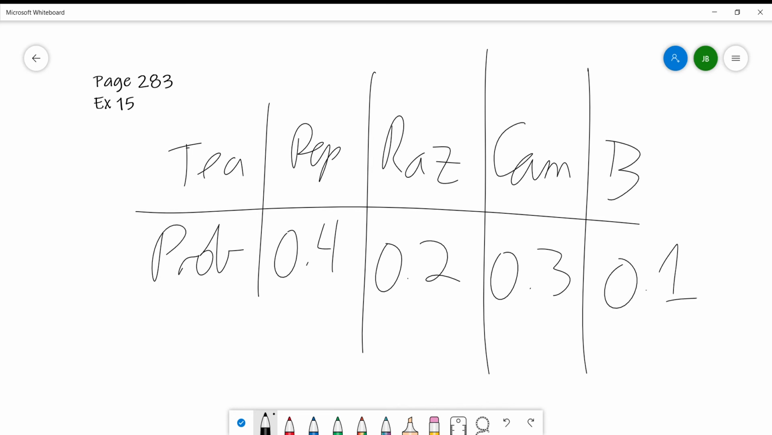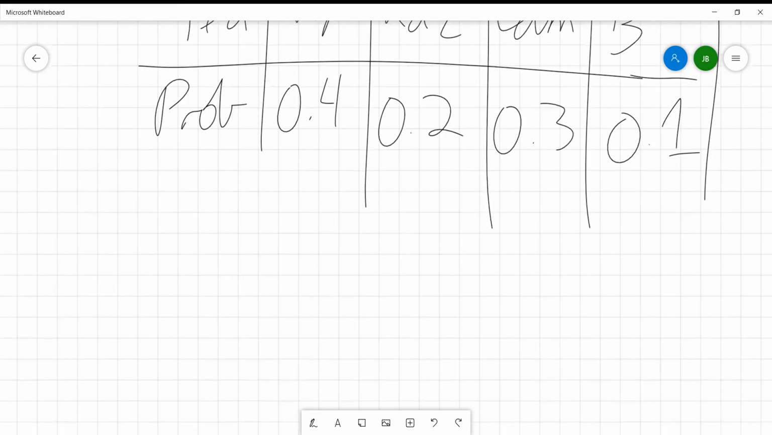Do these add up to 1? I sure hope so, otherwise we know we did it wrong. 0.4 plus 0.2 is 0.6, plus 0.3 is 0.9, plus 0.1 is 1.0. We did it, you guys. And then you have to graph it, because I said so.